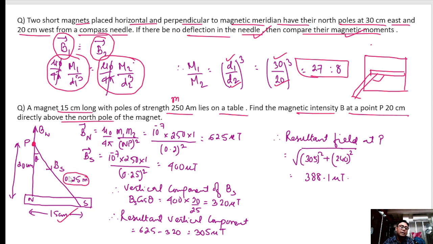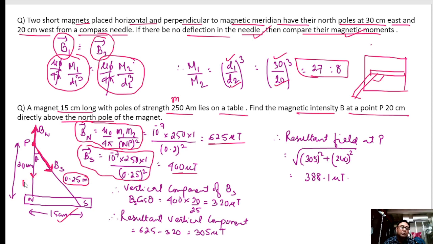Okay, now here please watch one thing. At this point, due to the north pole, the magnetic field will go away, and due to south pole, the magnetic field will come in toward the south pole. So due to the north pole, the magnetic field is this formula, and due to the south pole, the magnetic field is this formula.